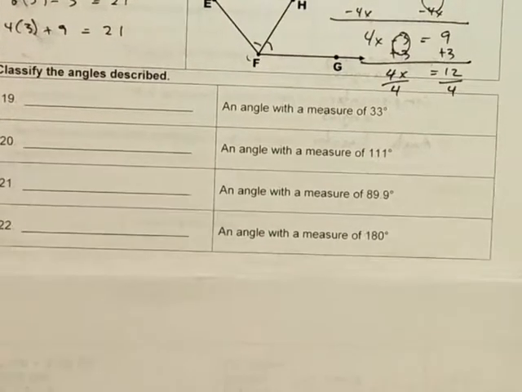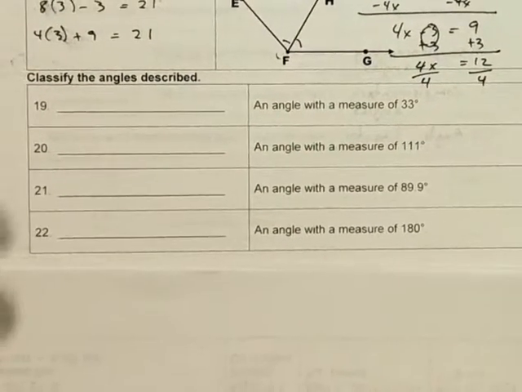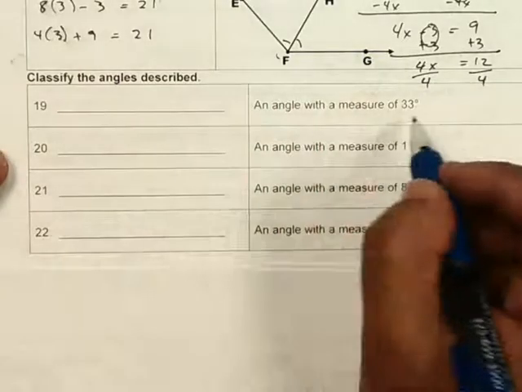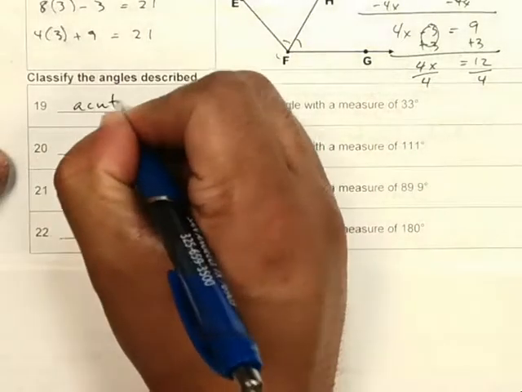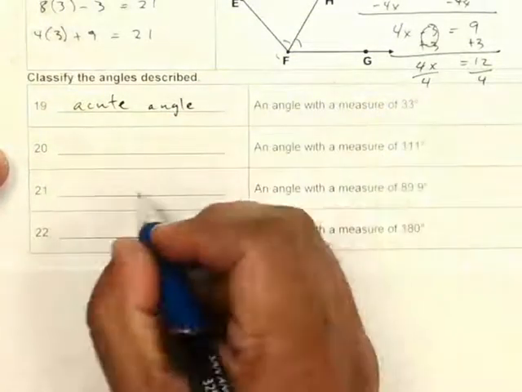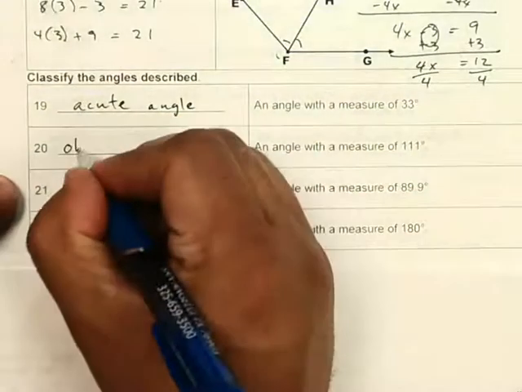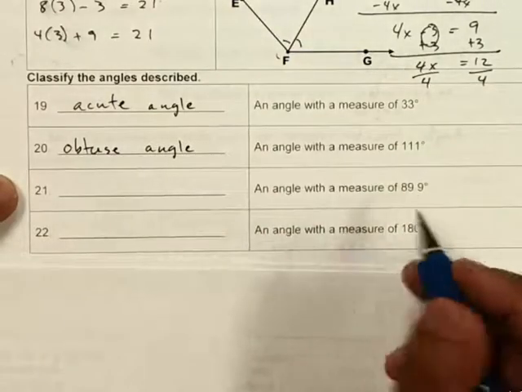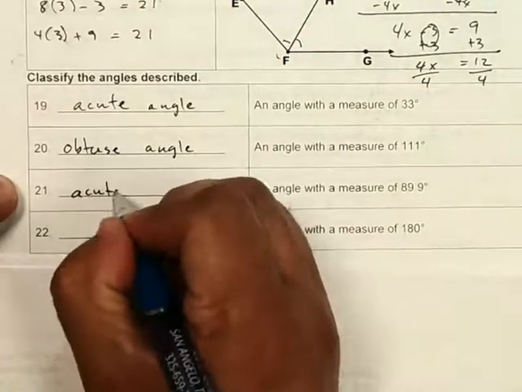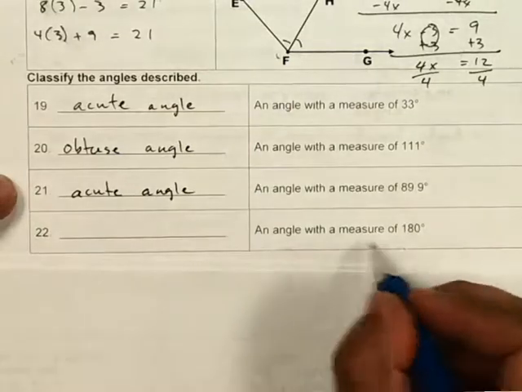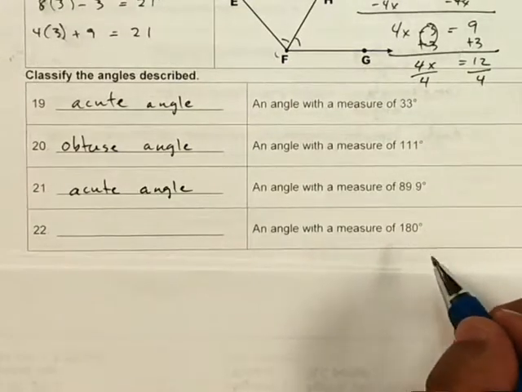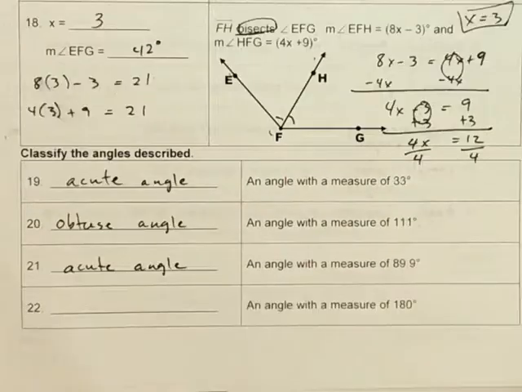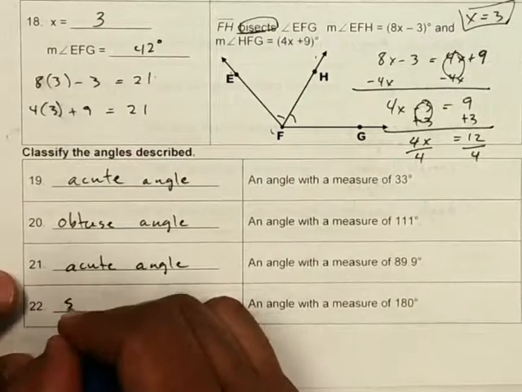All right. This next section, classify the angles described. That's talking about the types as far as acute, obtuse, right? So an angle measure of 33, that's going to be an acute angle. An angle with a measure of 111, that's going to be an obtuse angle. An angle with a measure of 89.9, that's still acute because it's less than 90. And an angle with measure of 180 degrees, that would be what we would call a straight angle.